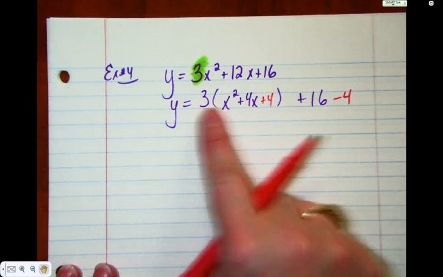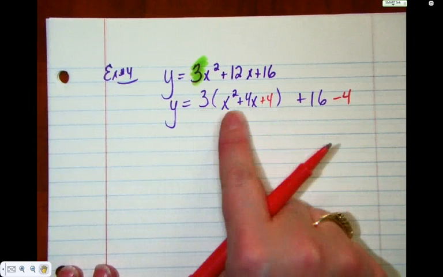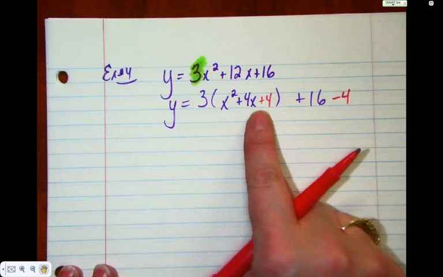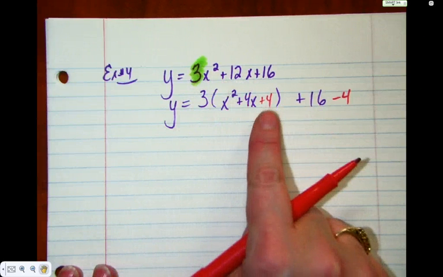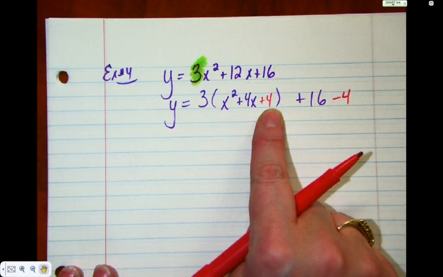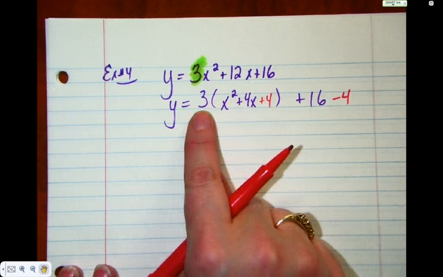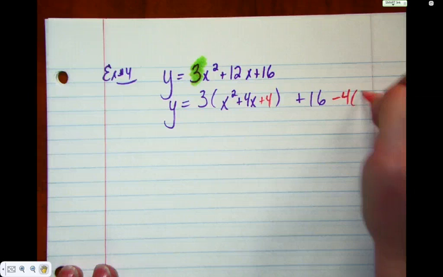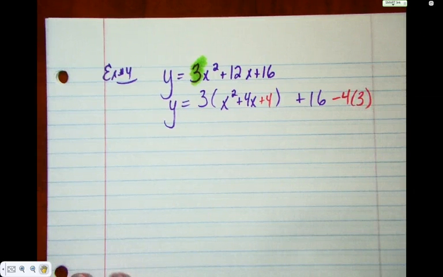Here's the second piece that's different. If I were to distribute this 3 through the brackets, I would get 3x squared, and I would get 12x, and that's what we want up here. But did I really add 4? If I were to distribute this 3, I'm going to have a 3 times 4, which is 12. So to balance it out, when there's a coefficient other than 1, we also have to multiply the number at the end by that coefficient.